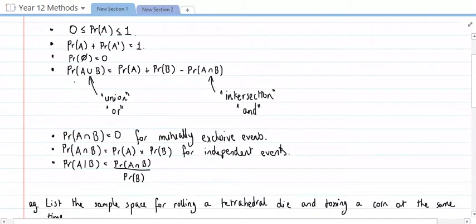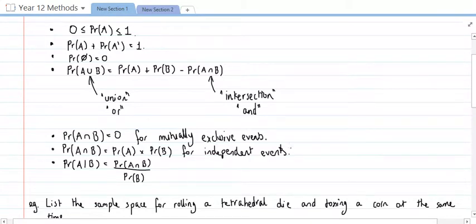Okay, and this is called the addition law of probability, and that is that the probability of A union B is equal to the probability of A plus the probability of B minus the probability of A intersection B, and we'll see how and why that is that way shortly. The next one: the probability of A intersection B is equal to 0 for mutually exclusive events, and the probability of A intersection B is equal to the probability of A times the probability of B for independent events.